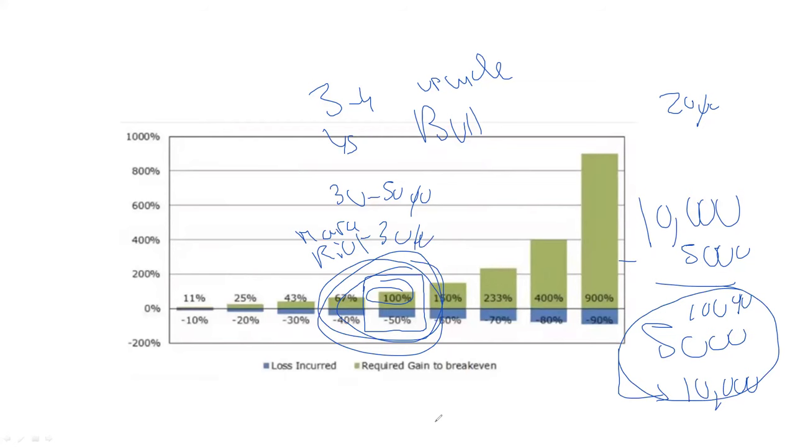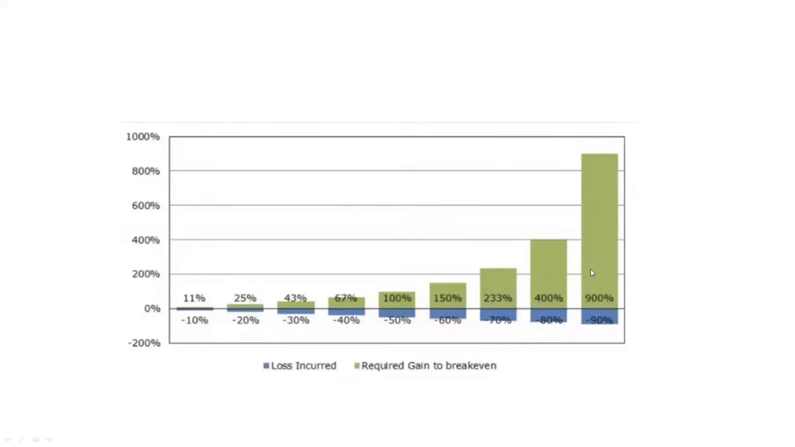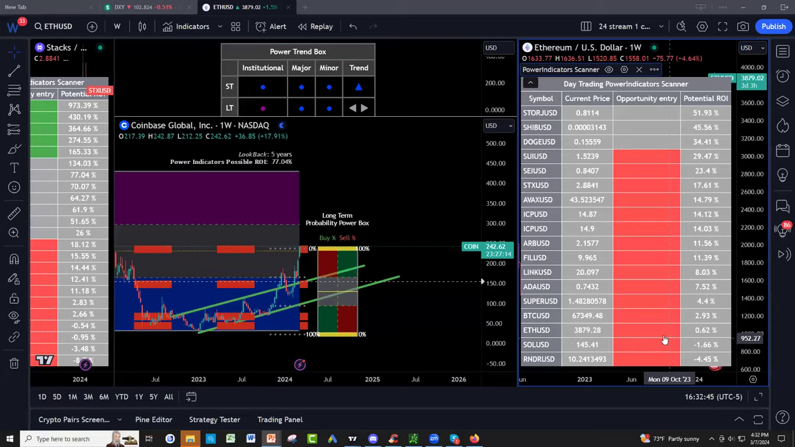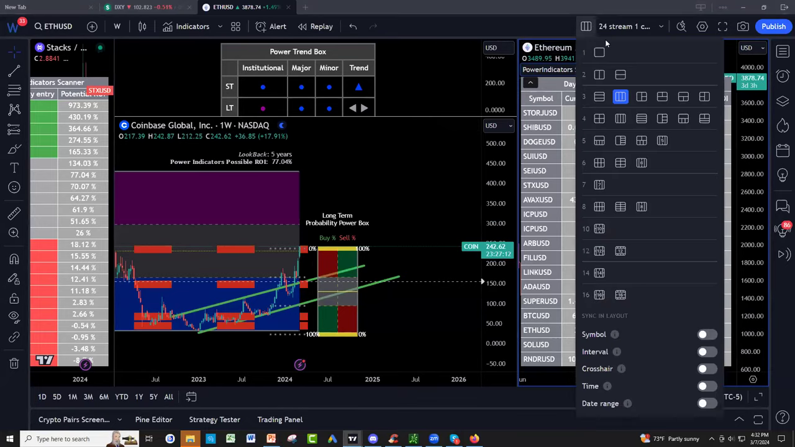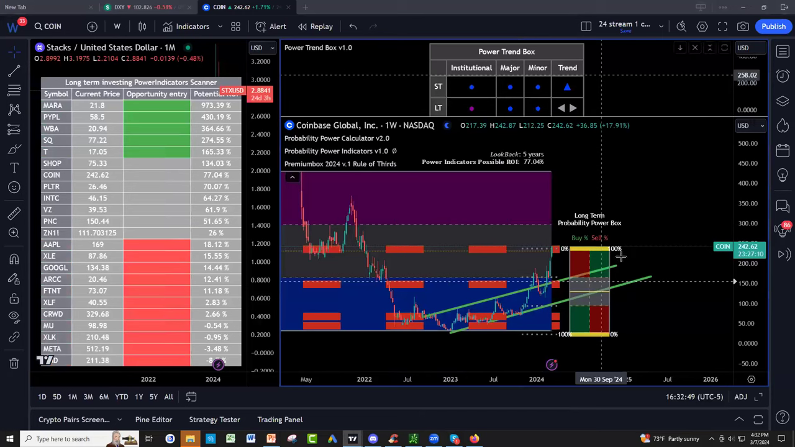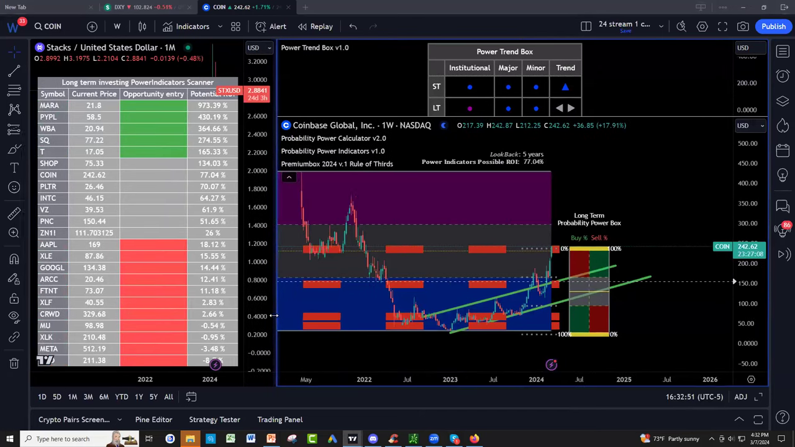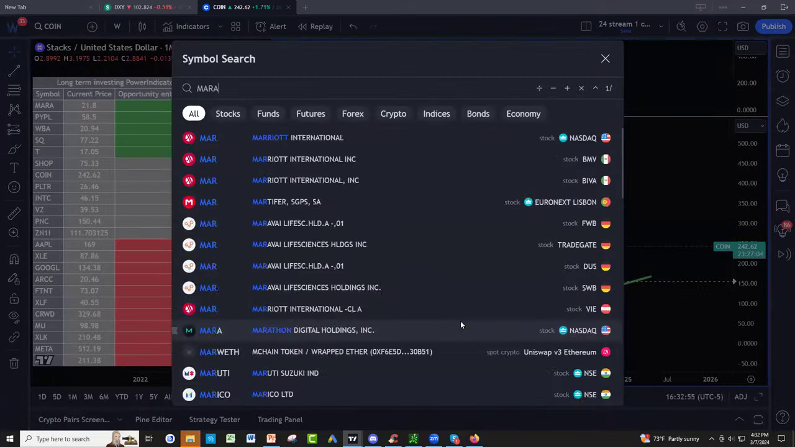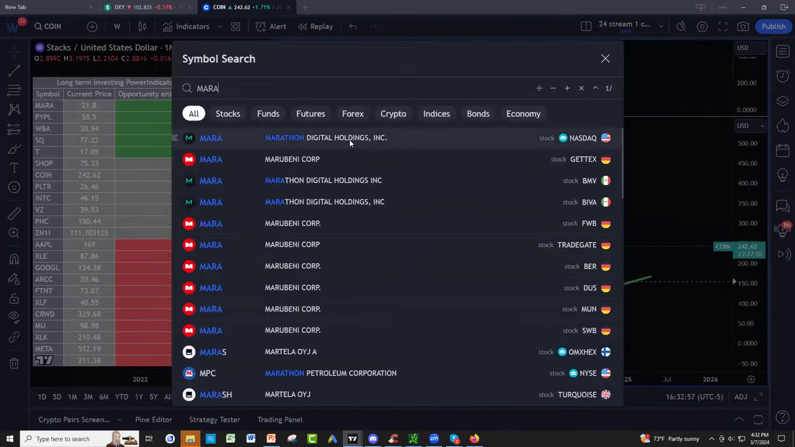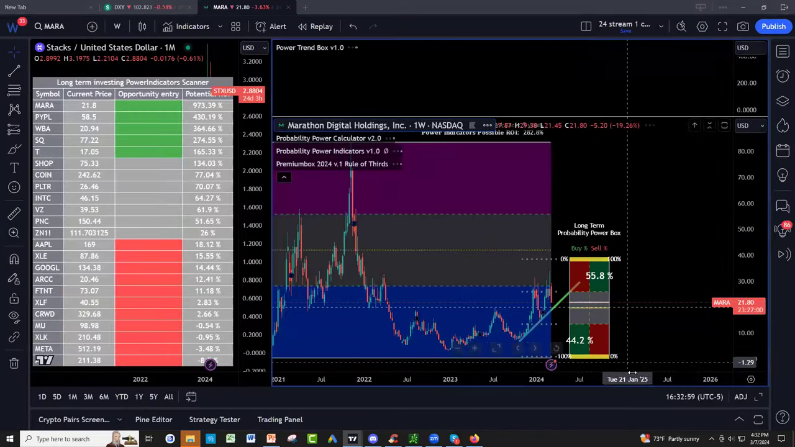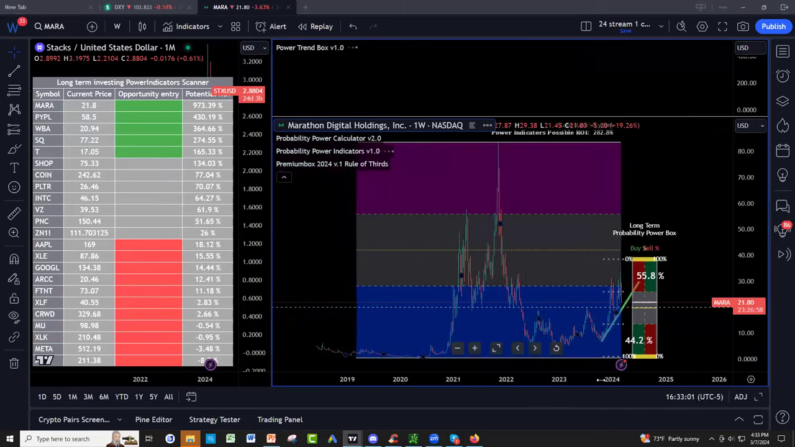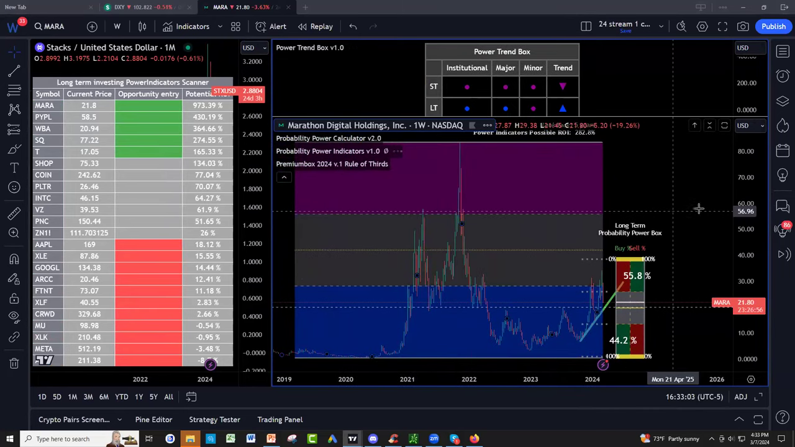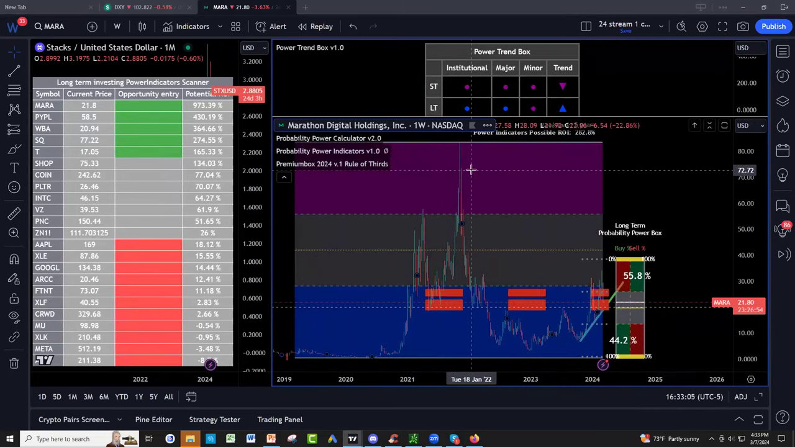For instance, on Mara and Riot, let me show you. And I talked about it many times on YouTube, right? I am very religious: buy on blue, sell on purple, buy on blue, sell on purple, especially before the halving. Those stocks are very dangerous because their miners will be making less money, you know? But I don't look at the weekly game plan here from Mara.